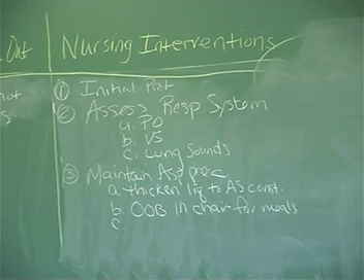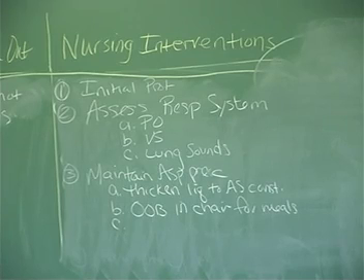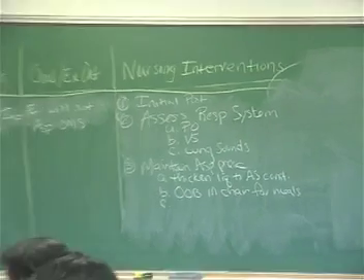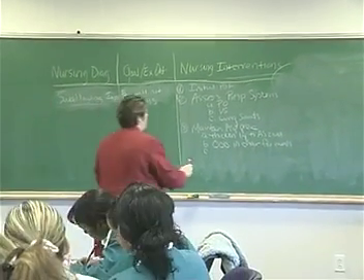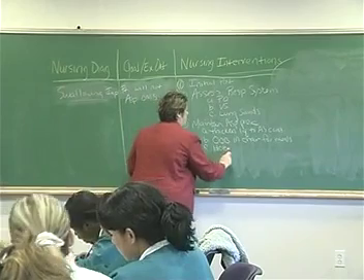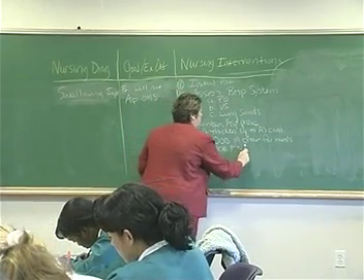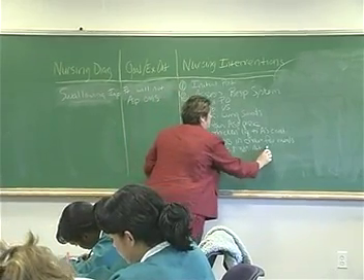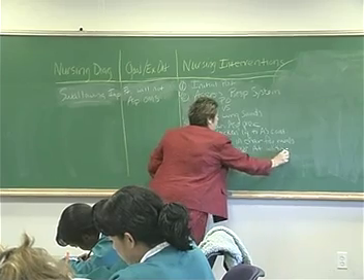Okay, we want him out of bed in the chair for meals. When we get him back into bed too, do we want to put the bed flat? No. So we always want our patient's bed to be elevated, let's say 30 degrees. Okay, so head of bed elevated 30 degrees at all times.